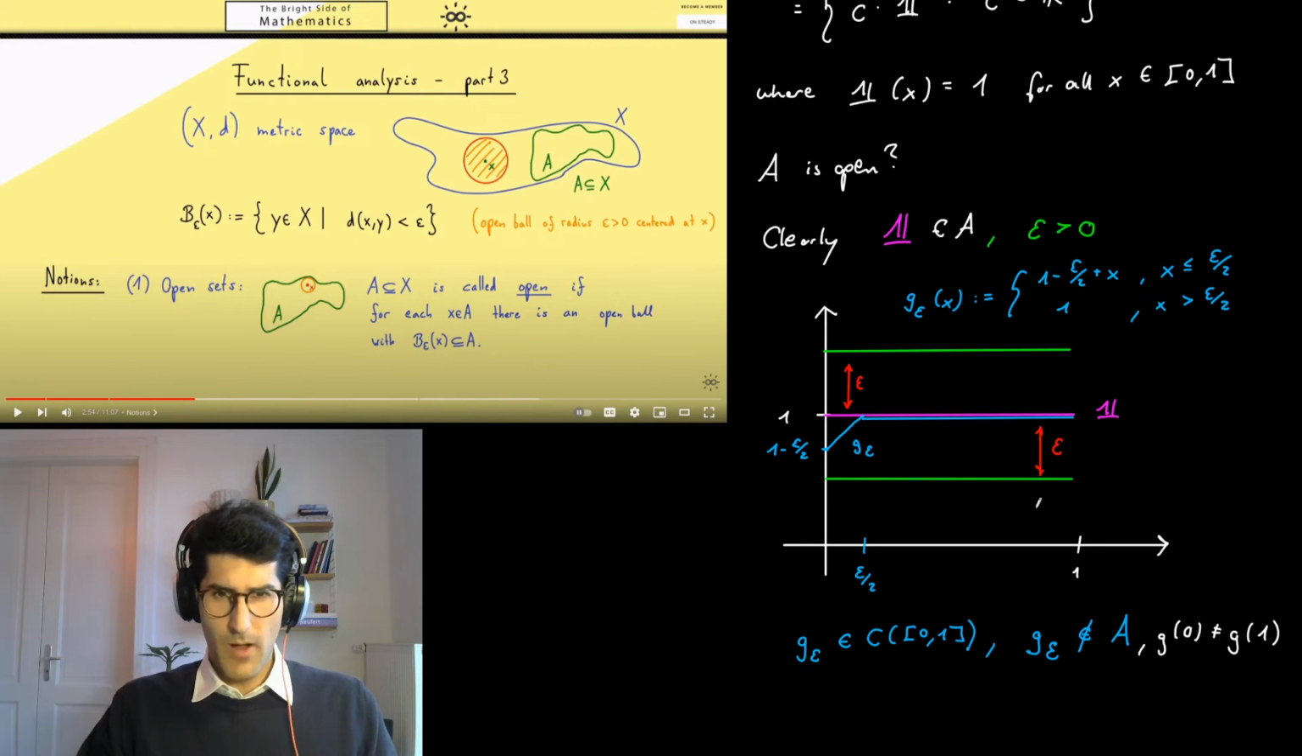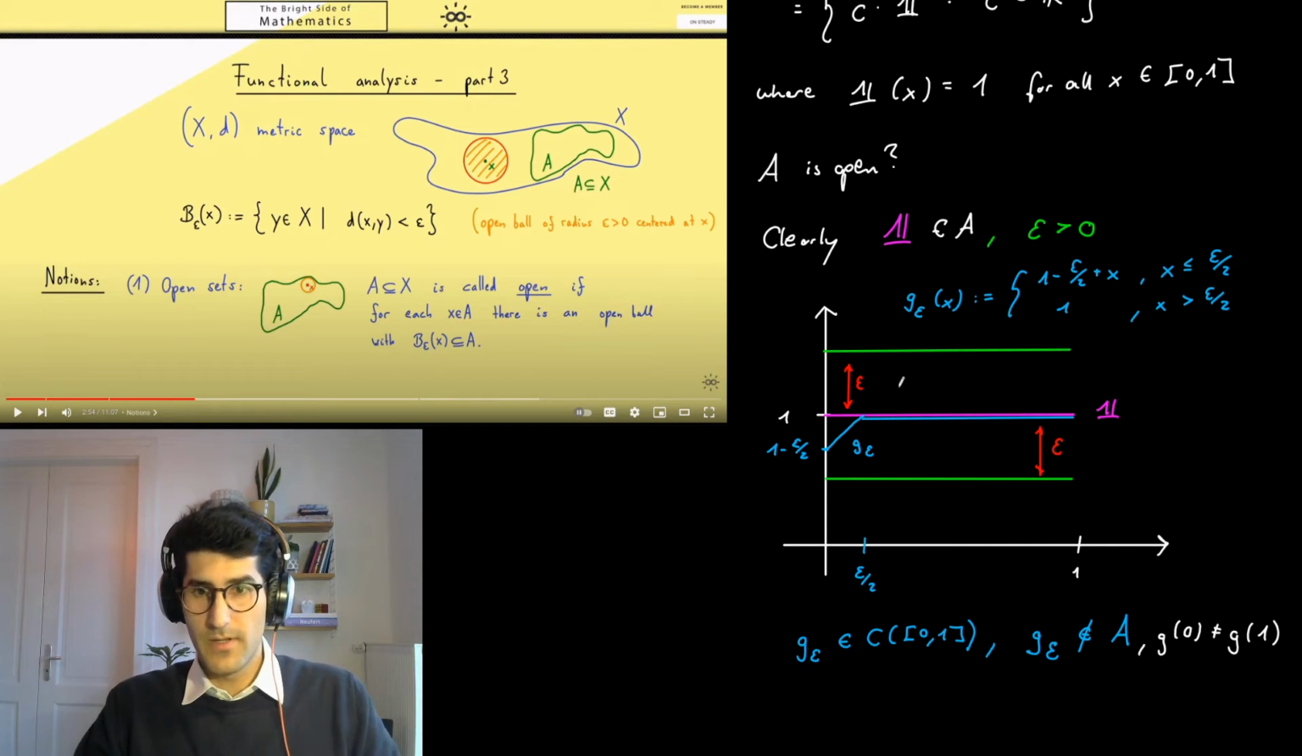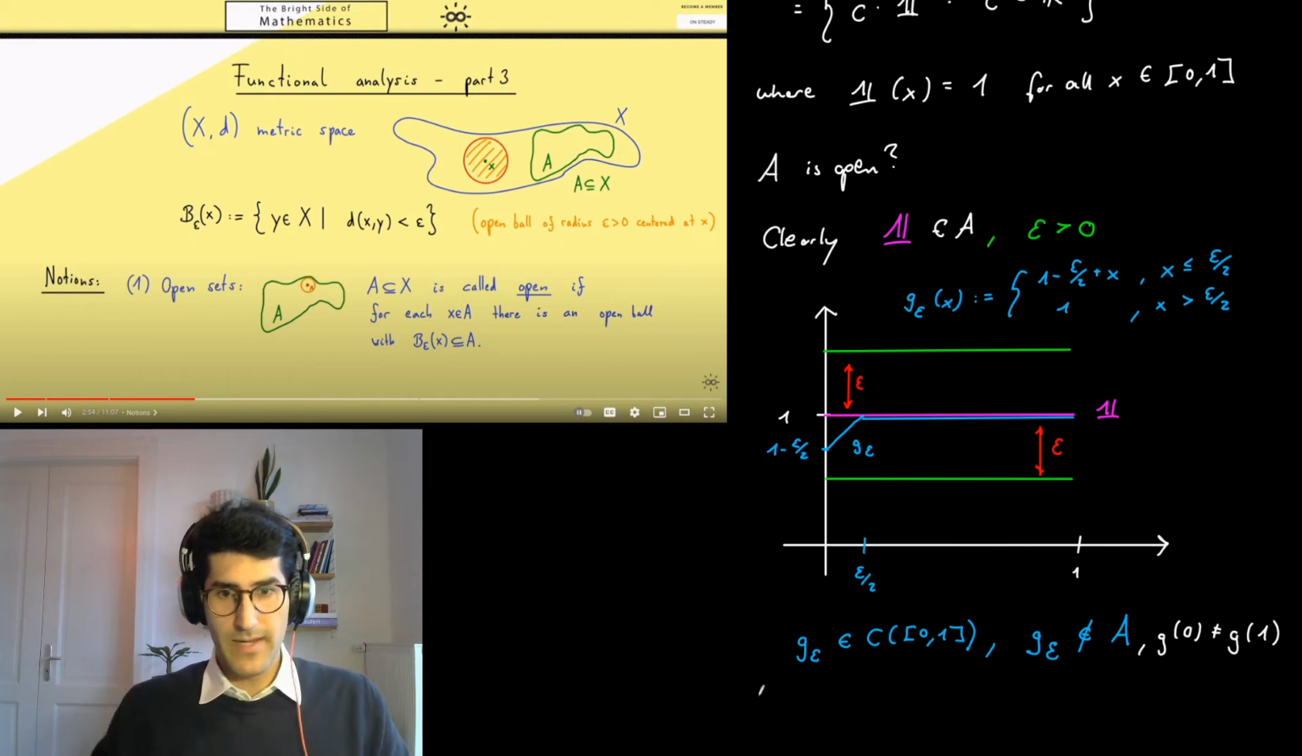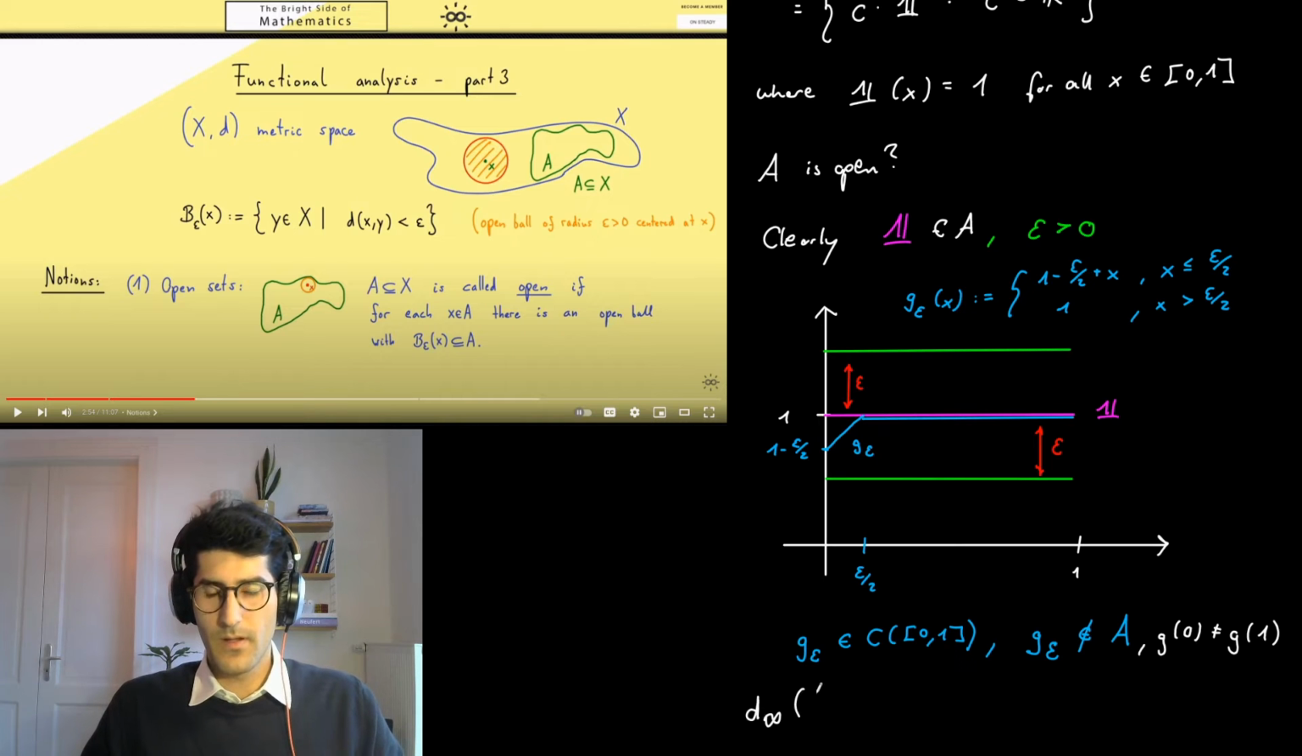But our intuition tells us that g epsilon still should be inside the epsilon ball around the constant 1 function. And this is what we are going to calculate next. So let's calculate the infinity distance between our constant 1 function and g epsilon. So there's not much to calculate here.